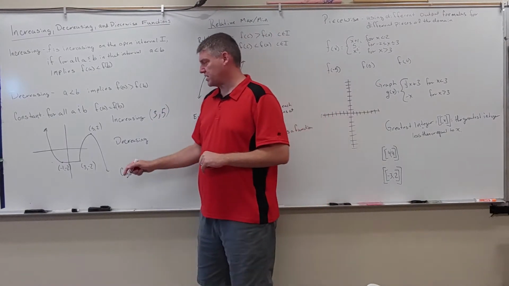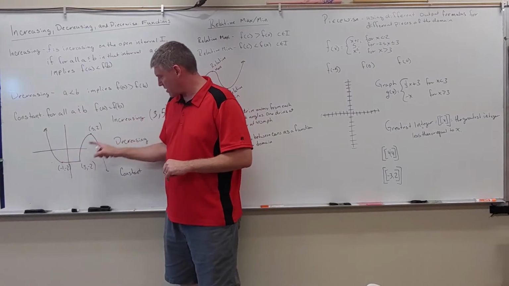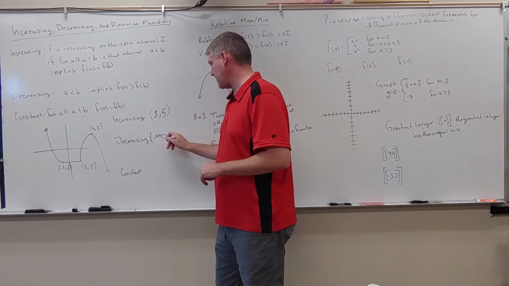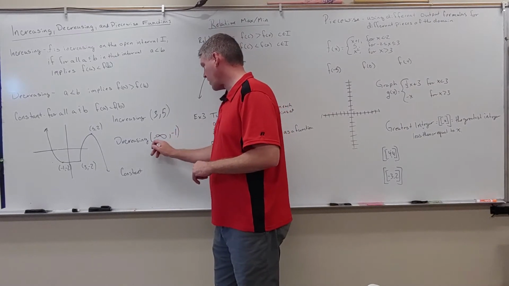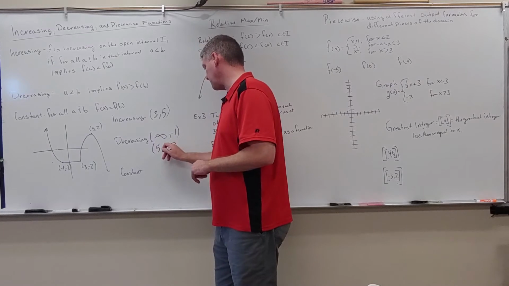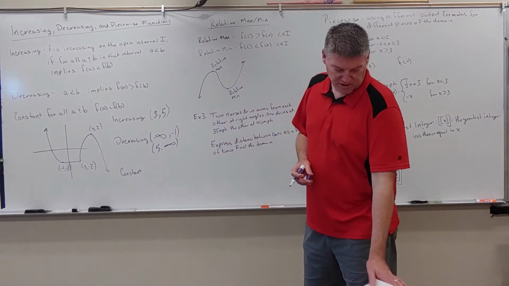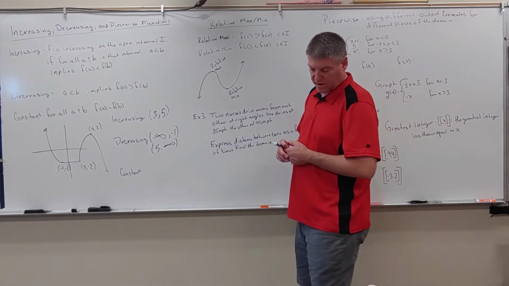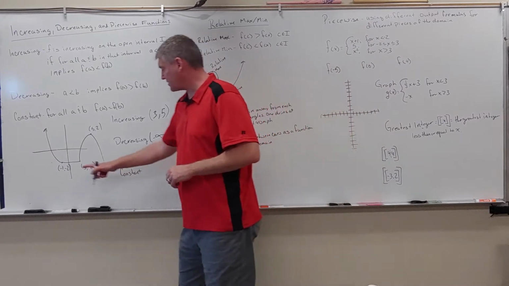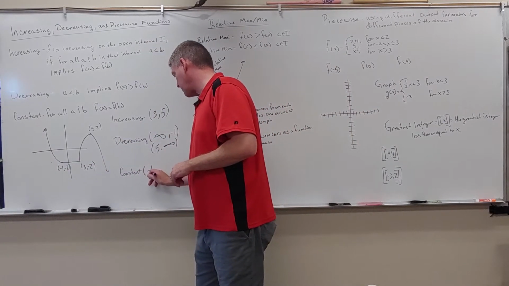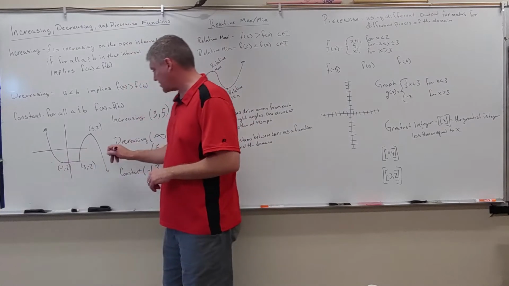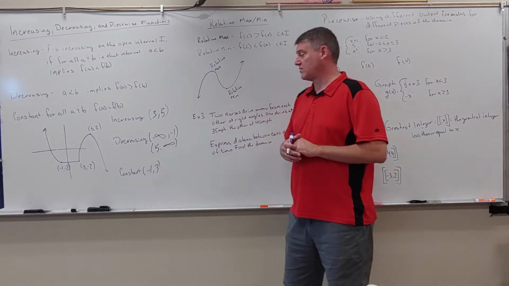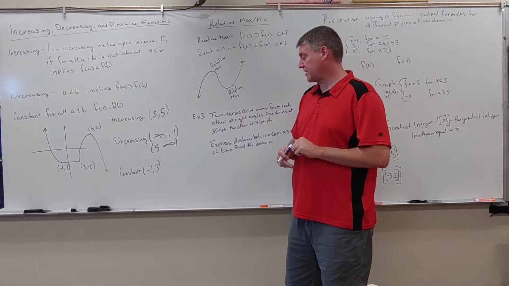Now I'm decreasing along here and along here. So I'm decreasing from negative infinity to -1 and from 5 to infinity. Okay, so I'm decreasing on each of those. Now, I'm constant from -1 to 3. So this value is not changing there, it's going to be constant. So now I have my open intervals of when I'm increasing, decreasing, and constant.